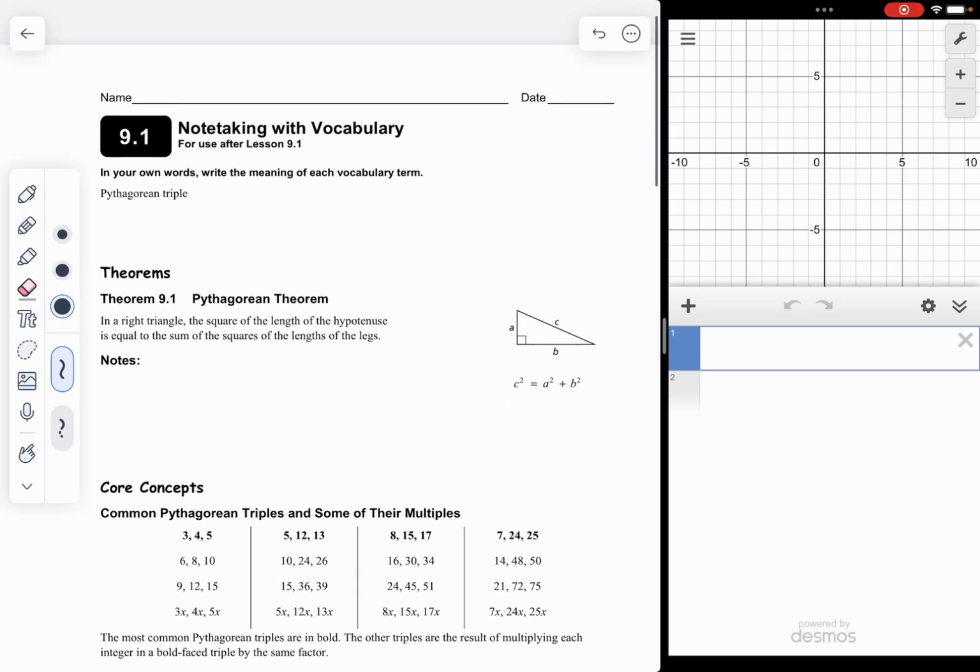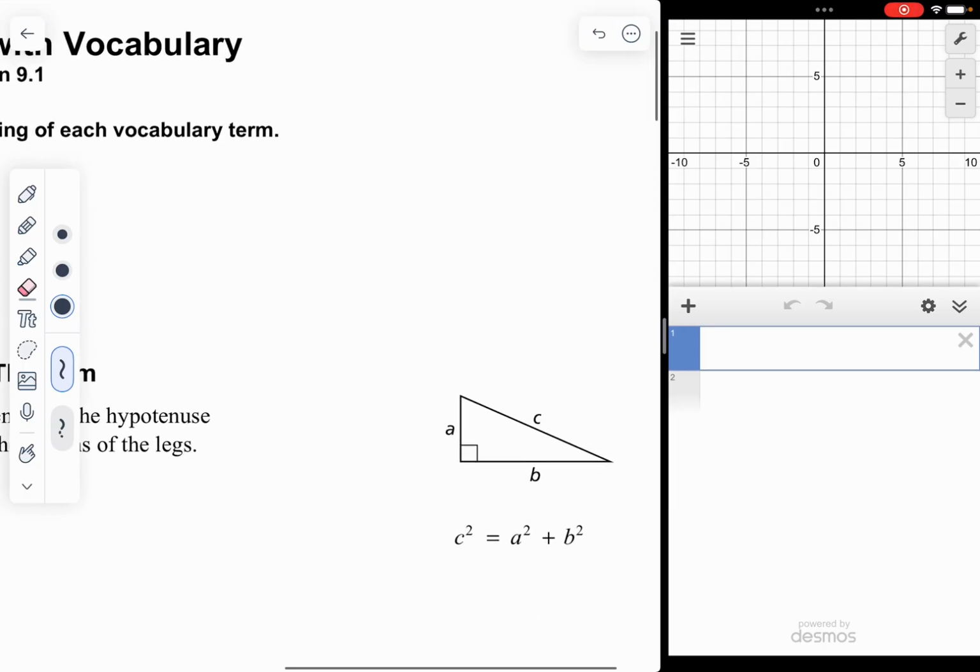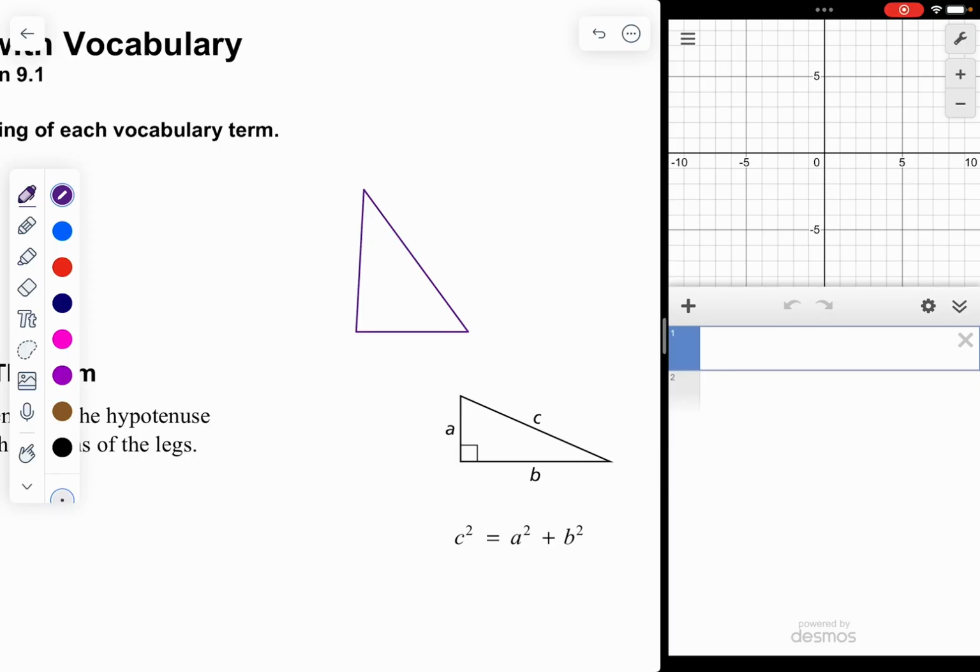In a right triangle, the square of the length of the hypotenuse, c squared, is going to equal a squared plus b squared, the sides of the two legs squared. Every right triangle has two legs and a hypotenuse. Leg 1, leg 2, and right over here, the hypotenuse. So leg, leg, and the hypotenuse.